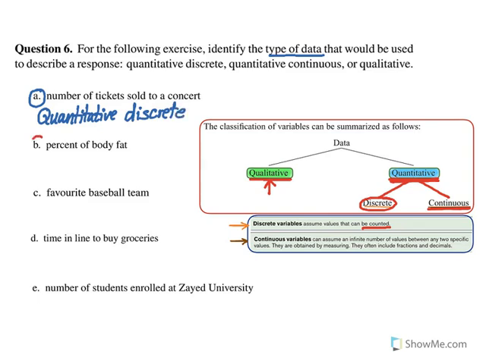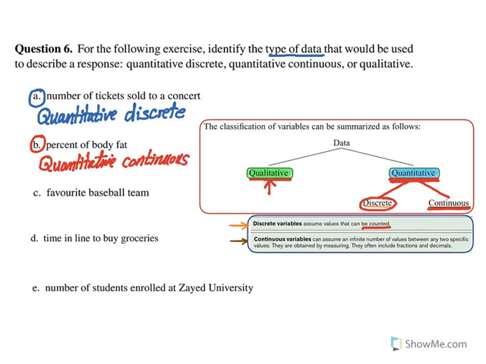Okay, that's for the first one. Let's look at the second one, percent of body fat. This is percentage, and you know that percentage can be decimal also. So it's a number that can be a decimal. So this would be also quantitative, but because it can have decimals in it, you would say this one is quantitative continuous.